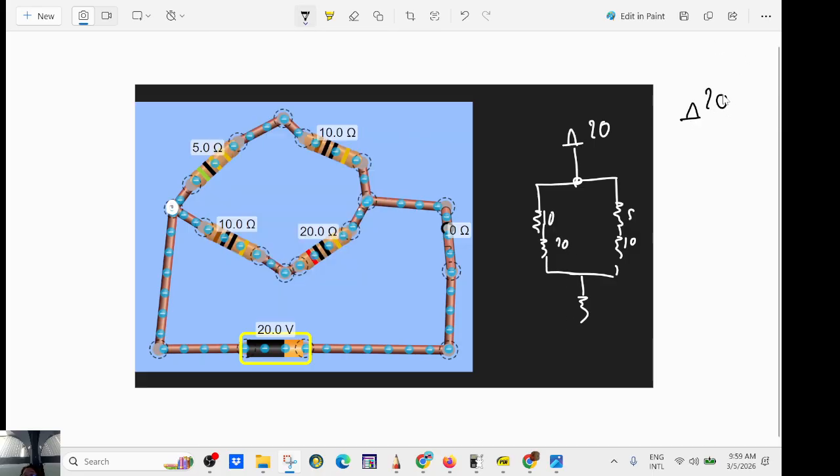So it's going to be 20. This one is boom, boom, boom, 30. And this one is 15. And then that will be in parallel. Okay?